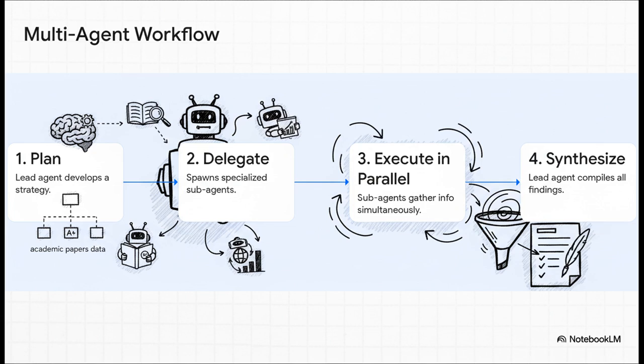It might create a researcher agent to go through academic papers, a news agent to scan the latest headlines, and a finance agent to pull stock data. And here's the magic. They all do their work at the same time, in parallel. It's incredibly efficient. Finally, the orchestrator takes all of their findings and synthesizes them into a single cohesive report. Now that is true workflow automation.